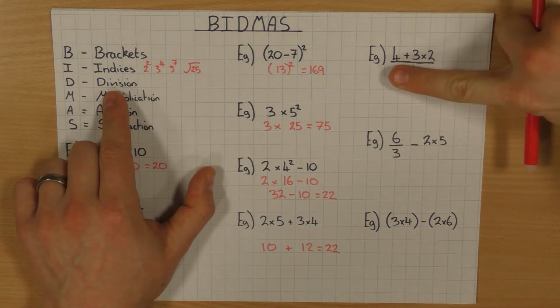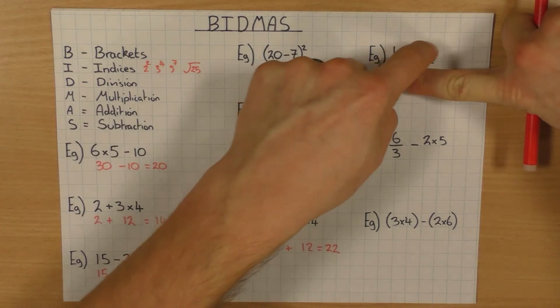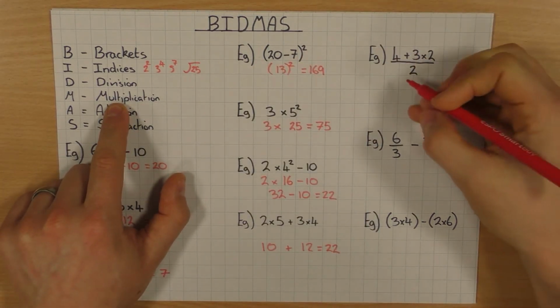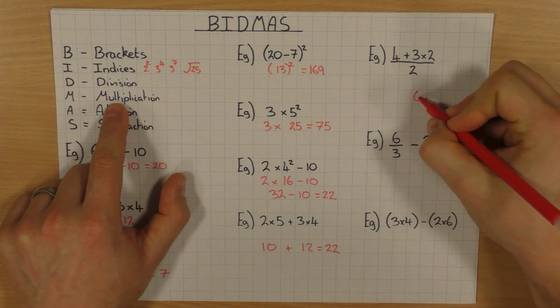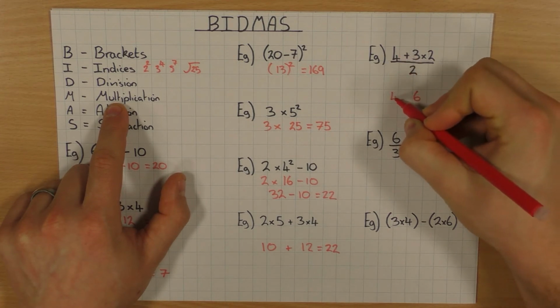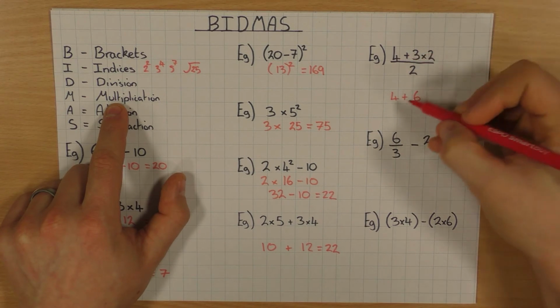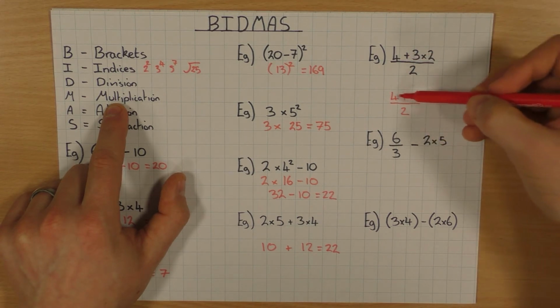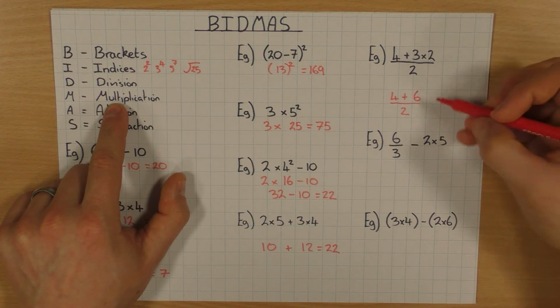So I'm going to ignore the divide by 2 now, and I've got a plus and a multiplication. Multiplication comes first, so I will do that. 3 times 2 is 6. Then I've got my 4 on the plus, and obviously I'm still dividing by 2. But I can't divide by 2 yet because I don't know what is meant to be on top.